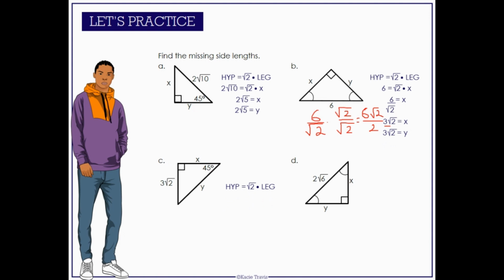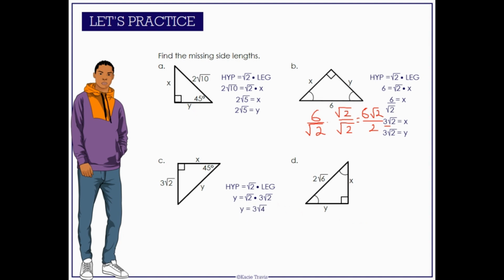Our hypotenuse is equal to square root of 2 times the leg. Now, our leg has square root of 2 in it. So we're going to multiply that square root of 2 times our one that we had with our leg. So the one from our leg will multiply with that one from the formula, giving us a square root of 4.